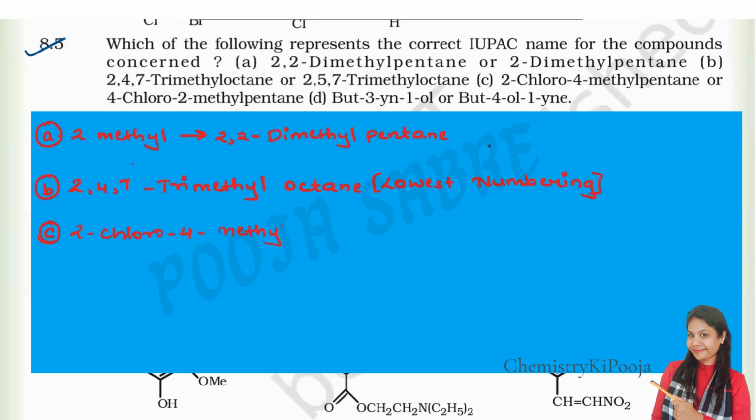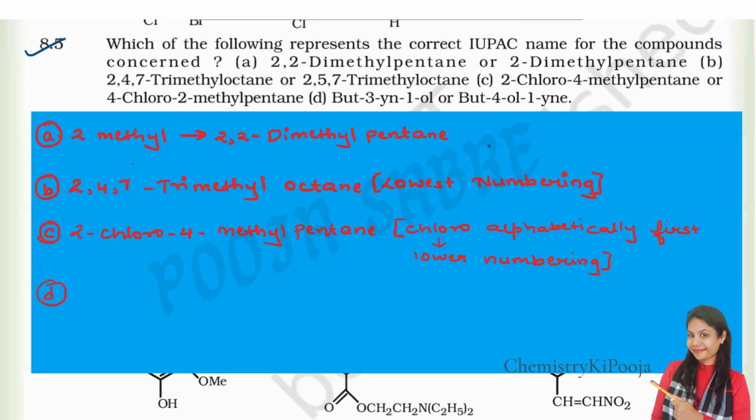Okay. So the correct naming is 2-chloro-4-methylpentane. And what is the reason why this is the correct answer? Because chloro comes alphabetically first, so lower number should be given. So lower numbering should be given. Clear?